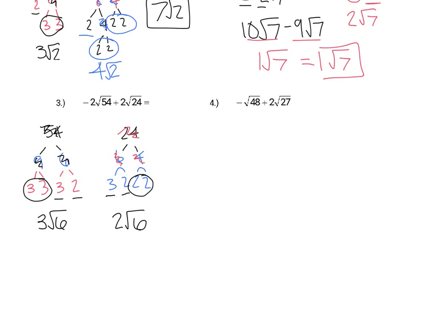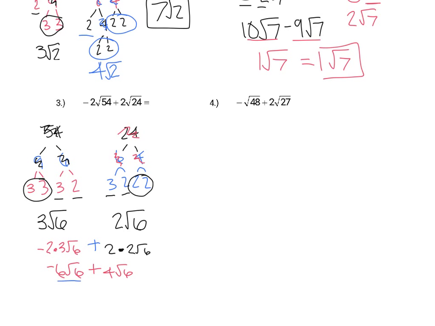Okay? So for the 54, when I'm rewriting it, it would be negative 2 times 3 square root of 6 plus, when I'm rewriting the 2 square root of 24 part, got that 2 there, times 2 square root of 6. All right, when we simplify that, so negative 2 times 3 is negative 6 square root of 6 plus 2 times 2 is 4 square root of 6.